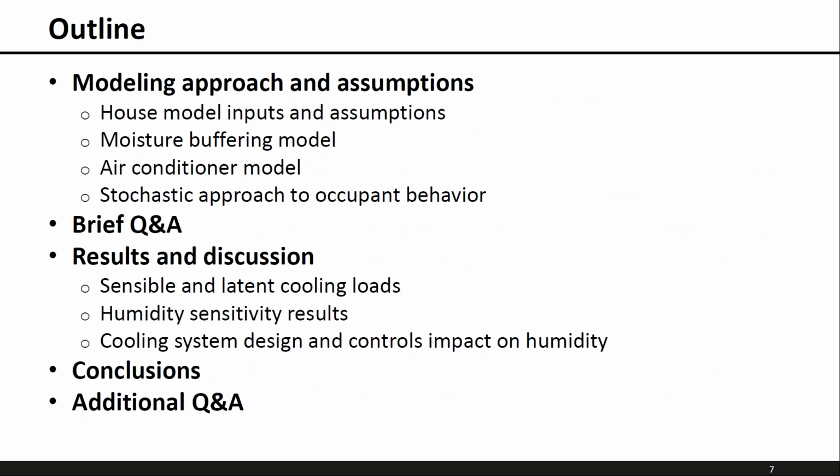And so here is an outline of our talk. We're first going to spend quite a bit of time talking about the modeling approach and assumptions. We'll talk about the house input, the moisture buffering model, the air conditioner model, and then get into the stochastic approach to occupant behavior. We're then going to open it up to some brief Q&A, and at that point, we'd like for the questions to focus on the modeling approach to make sure that we're not leaving anyone behind and that we're not confusing in how we describe our approach. We'll then go through the results and wrap up with some conclusions, and then devote the rest of the hour and a half to additional Q&A.